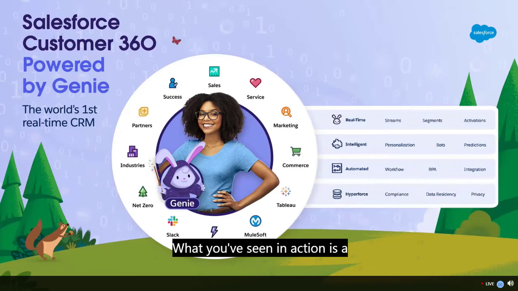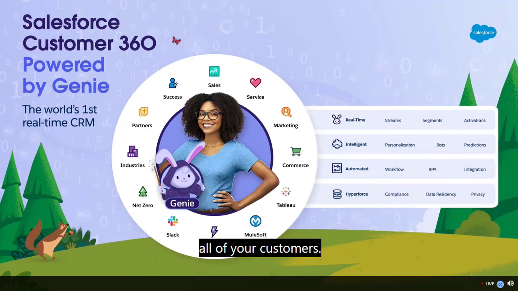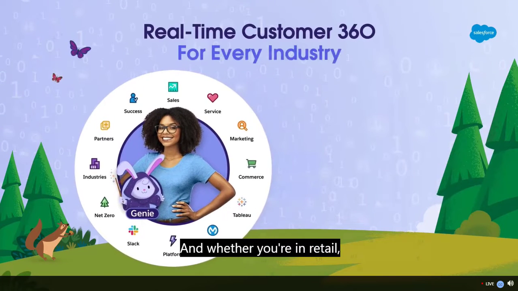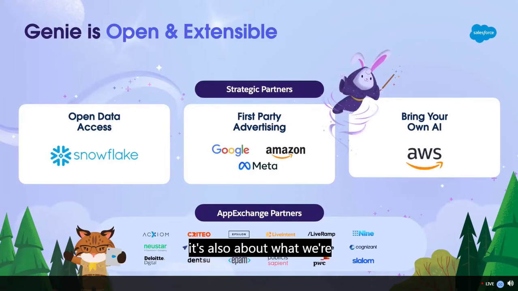What you've seen in action is Salesforce Customer 360 powered by Genie, delivering real-time, automated, and intelligent experiences to all of your customers. And whether you're in retail, financial services, manufacturing, media, communication, you name it, there is a solution for your industry in Customer 360. And it's not just about what we've built, it's also about what we're building with our partners. And that's because Genie is open and extensible, natively compatible with our strategic partners like Snowflake and first-party advertisers.